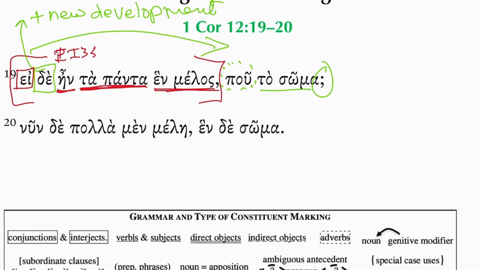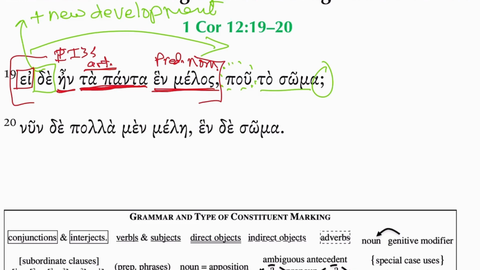one member, hen melos. So hen melos is neuter singular nominative and is the predicate nominative. We know it's predicate nominative partly by position, but also because ta panta has an article. If you're trying to figure out which nominative is the subject and which one is the predicate nominative, the one with the article will be the subject. It will be the one that translates first into English. So, moreover, if all things were one member, where would the body be? Where is the body?